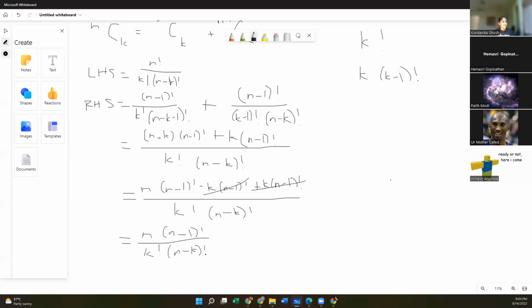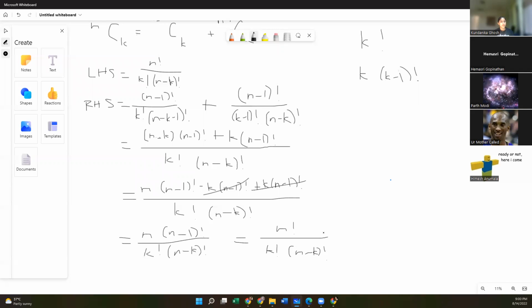Now remember what we said, that n factorial is equivalent to n times n minus 1 factorial? Okay, so what can the numerator be simplified to? Just n factorial. Yeah, n factorial. Perfect. And then you have k factorial times n minus k factorial.